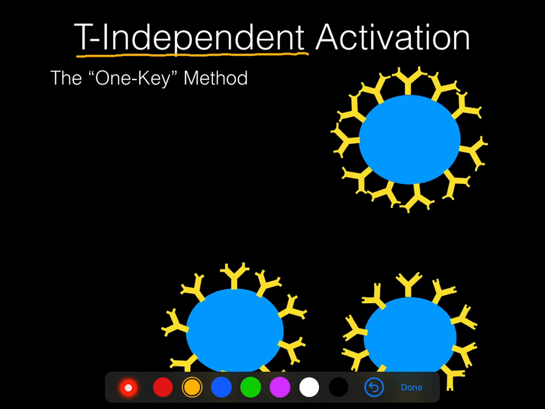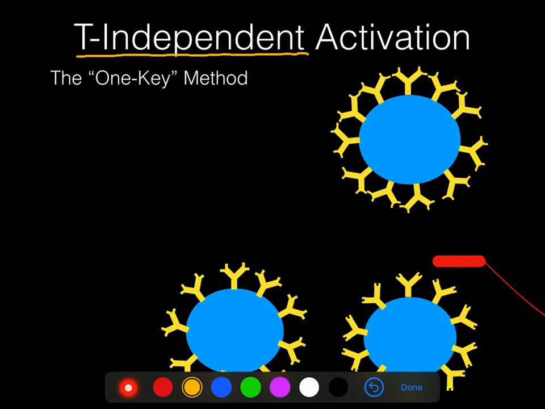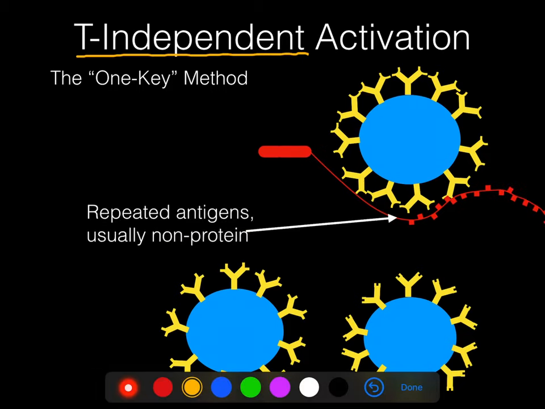So, let's say you're going around doing your thing and you get invaded by a bacterium. So here we got a bacteria. And this bacteria, and this is a requirement of the T-independent activation, has a special antigen. What this antigen needs to have is repeated antigens. Right? So you have the same thing repeated over and over and over and over. It's usually a non-protein, often a polysaccharide.